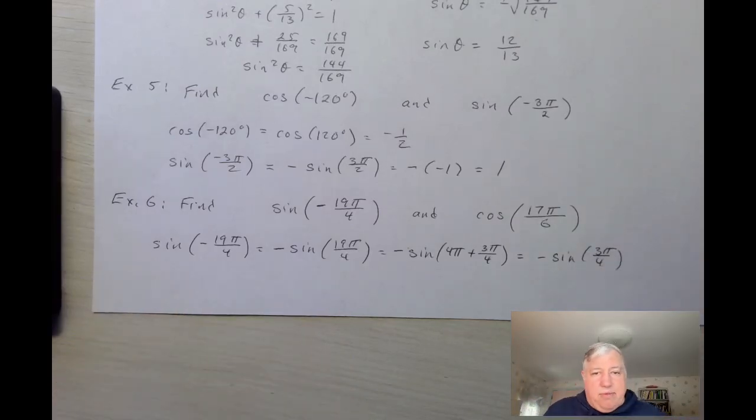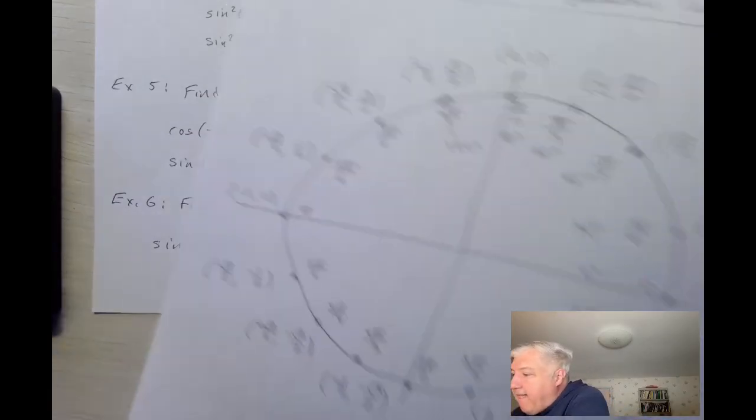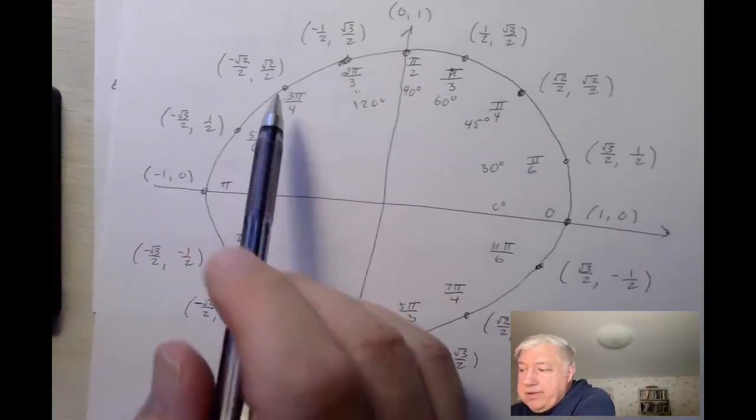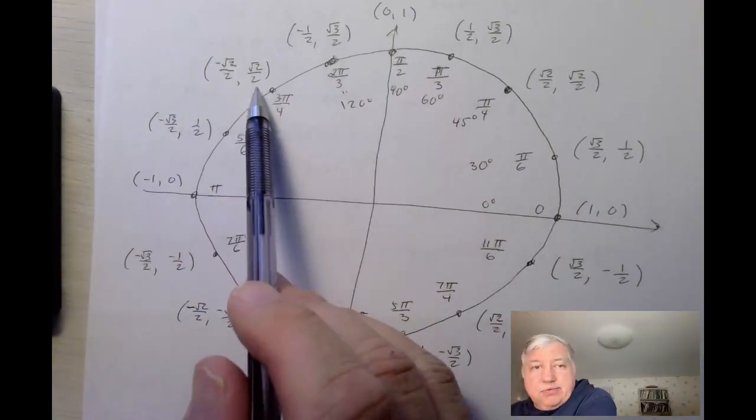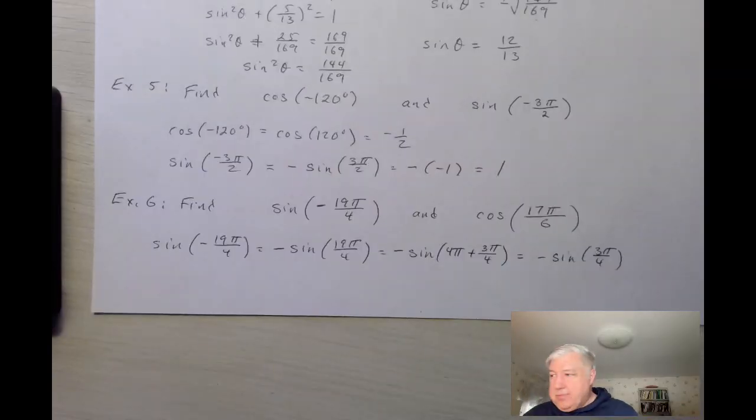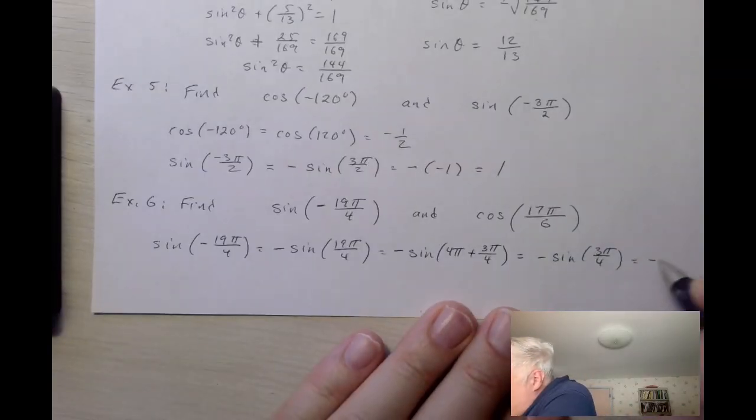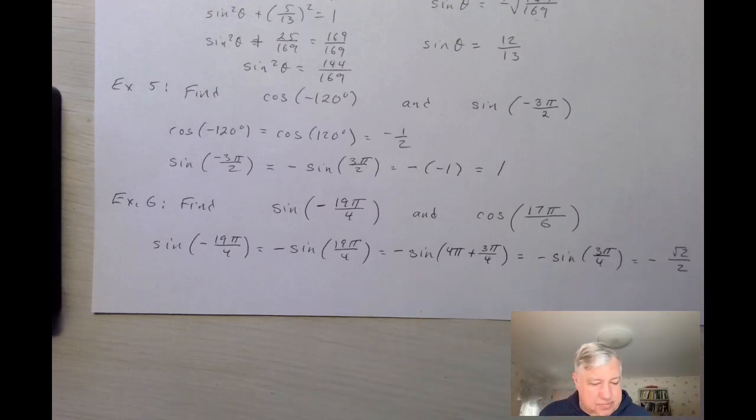Okay, and 3 pi over 4 is right here. And we see the sine is root 2 over 2. So this is going to be minus root 2 over 2.